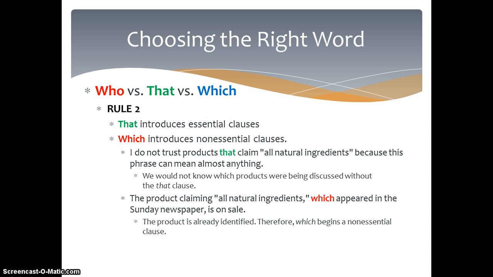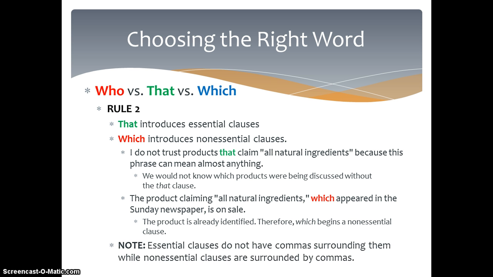All right, so who, that, which, two rules: people versus things, and essential versus non-essential. Make sure you get those squared away. And note, in these two examples here, essential clauses do not have commas surrounding them, while non-essential clauses are surrounded by commas. So that interrupting cow, those are all non-essential phrases. That's something to bear in mind.